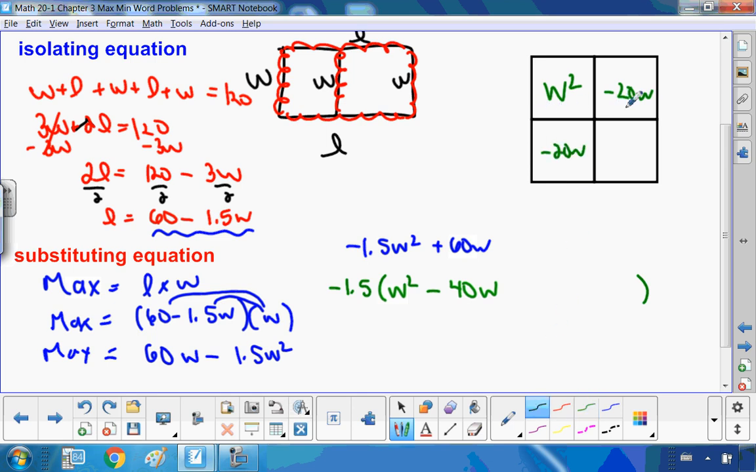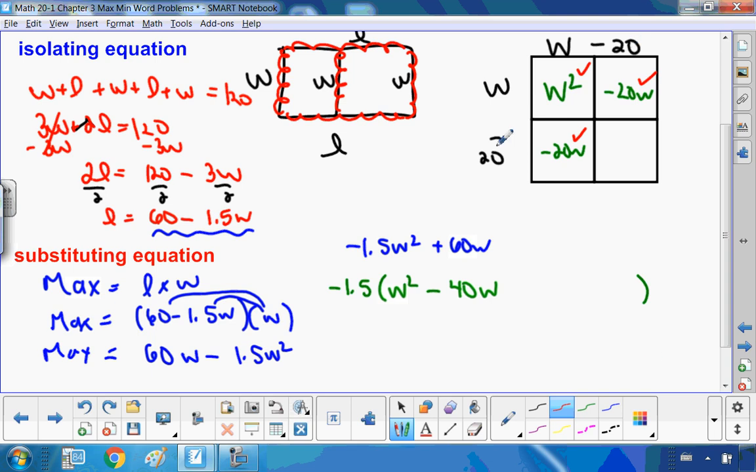So the greatest common factor of this row is W. The greatest common factor of this row has to be negative 20, the leading coefficient. The greatest common factor here is W, and then I take out the leading coefficient, which is negative 20. I always like to do a check. W times W is W squared. W times negative 20, negative 20W. Negative 20 times W, negative 20W. So I know I've done that correctly.